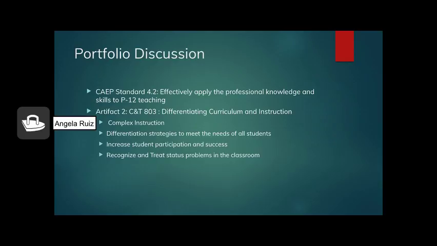The second artifact for CAEP Standard 4.2 came from the course Curriculum and Instruction 803, Differentiating Curriculum and Instruction. This course focused on how educators can adjust their instructional strategies, methods, and resources to accommodate all learners in their classrooms.